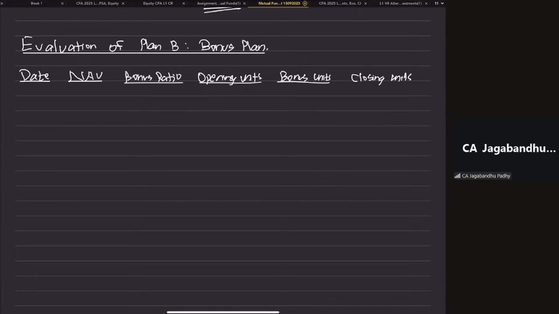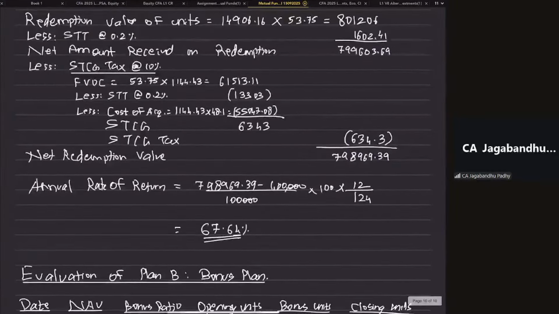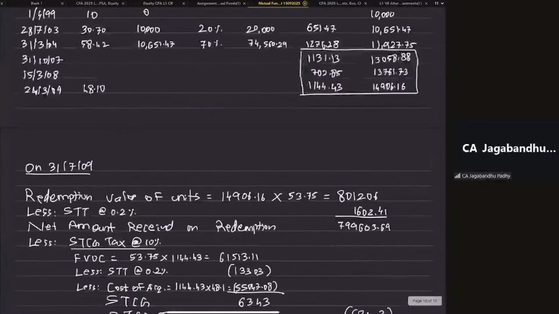By the way, over here, the bonus units do not depend on your NAV. So you start with 1,499 and the NAV was 10. Bonus ratio is not applicable, right? We didn't have any opening units. There was no bonus unit, but definitely we had invested 10,000 units. Then we had a bonus on 31st of March 2004.